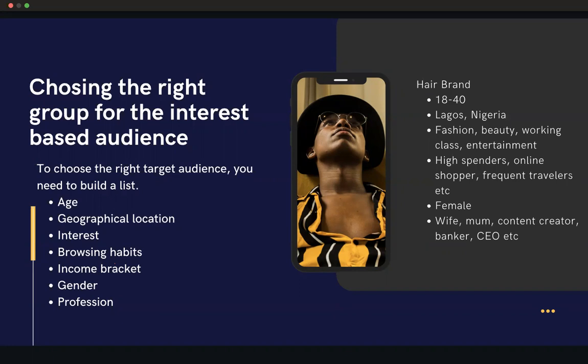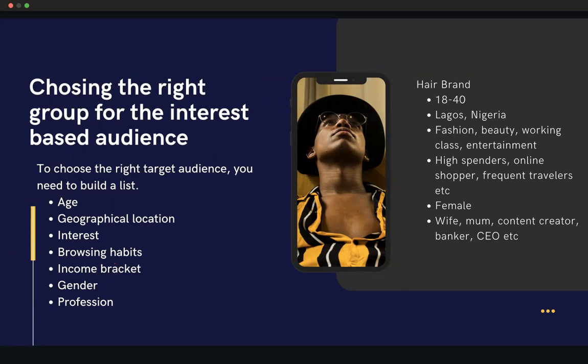would buy my hair would obviously be a lady, right, who is interested in fashion. The person is interested in beauty. The person is probably a working class person, that's why you can actually afford my products, right? Entertainment, meaning you are online. So someone who is on social media will definitely see a lot of hairs, and you have once in a while said, oh, I want to buy this hair, right?